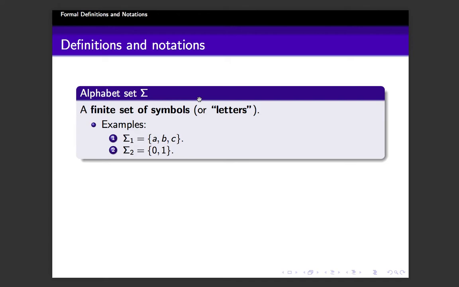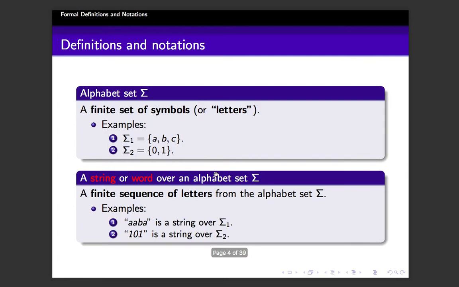Now the next definition is, what is a string or a word? A string or a word over a given alphabet set sigma is defined as a finite sequence of letters from the alphabet set sigma. For example, AABA is a string over sigma 1. Sigma 1 is the set ABC and each symbol here is a symbol from the alphabet set. So any sequence of finite symbols is called a string or a word. Another example is 101, a string over the binary alphabet set.